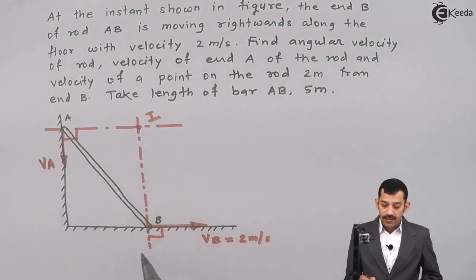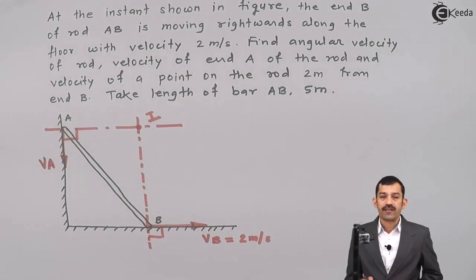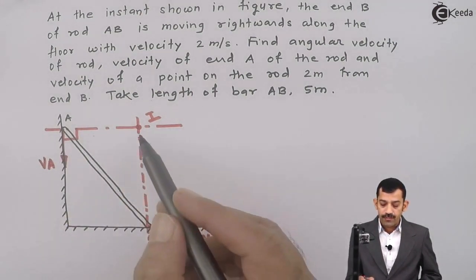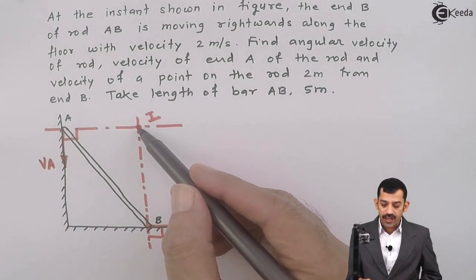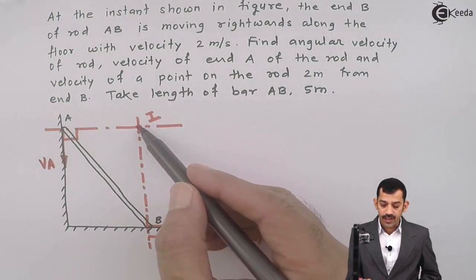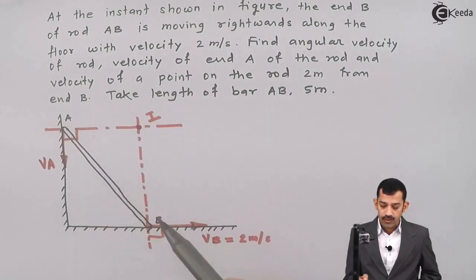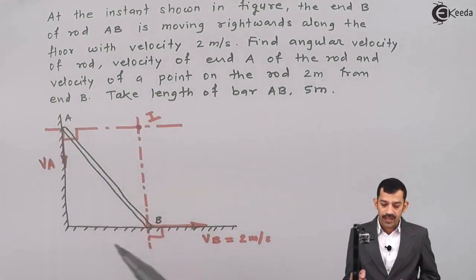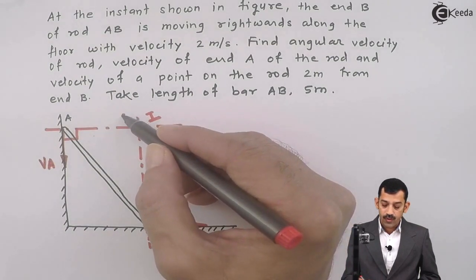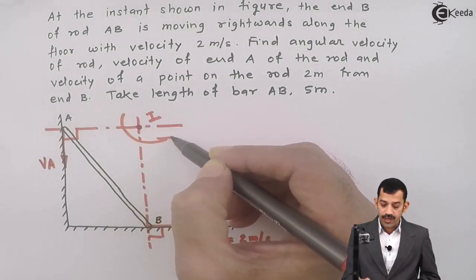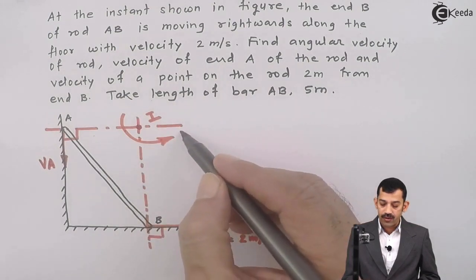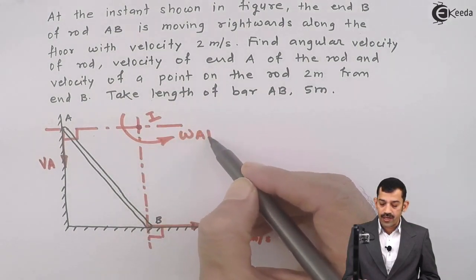Now assume IAB is a triangular plate and it rotates about point I. Now VA is downward, VB is rightward. From this we'll decide the direction of angular velocity of rod AB. Assuming this is a triangular plate, with a hinge at I, and the plate rotates about I, with VB rightward and VA downward, definitely the direction of angular velocity omega is anti-clockwise. I'll represent this as omega AB.